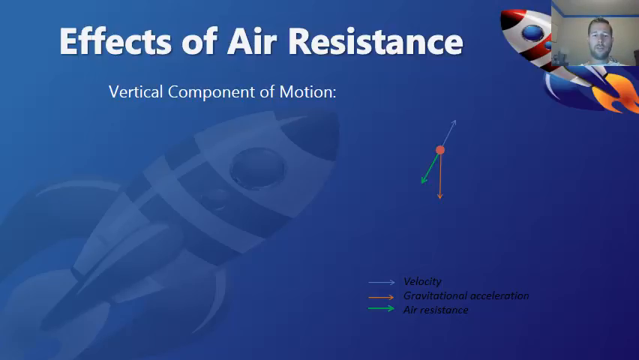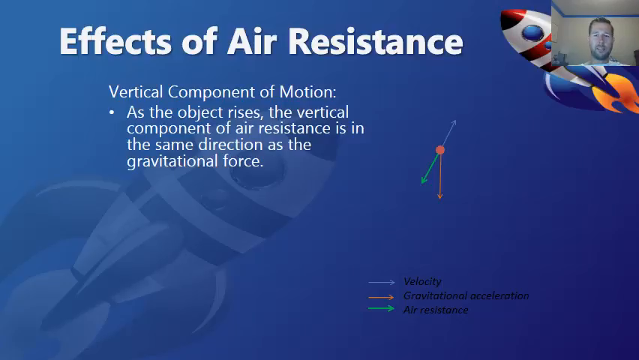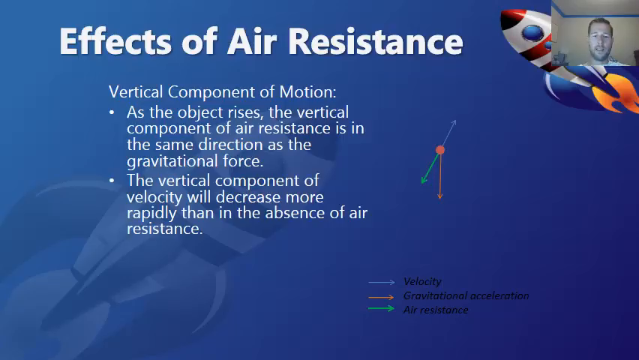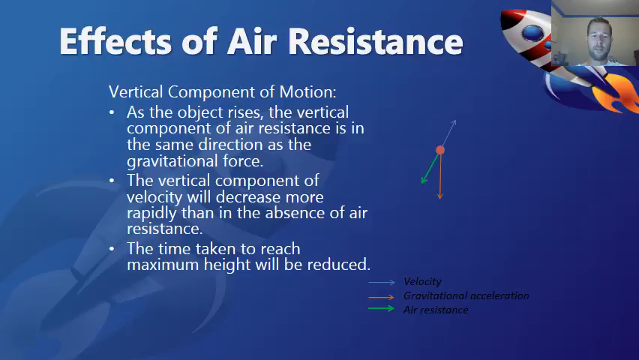So looking at the vertical component, as the object rises, the vertical component of air resistance is in the same direction as the gravitational force, so it's acting down. The vertical component of the velocity will decrease more than if it was in ideal conditions, such as in a vacuum. The time taken to reach the maximum height will therefore be reduced.